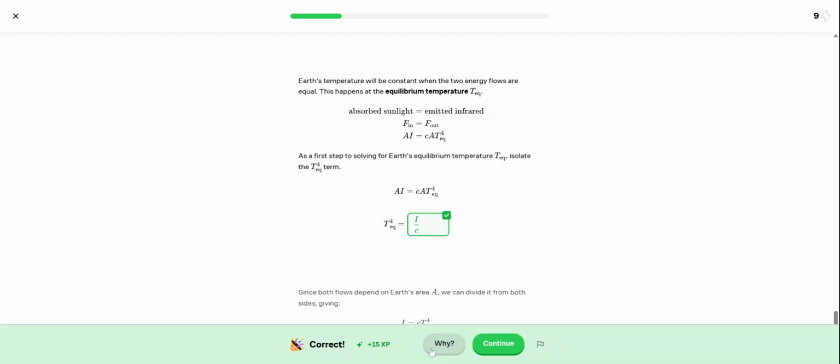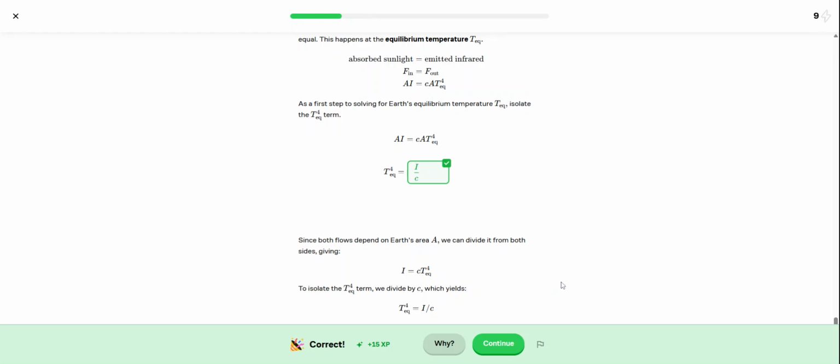Why, for reasoning? Since both flows depend on Earth's area A, divide it from both sides. So I equals constant times T_EQ to the power 4. As I mentioned, area A will be cancelled. Then isolate the T_EQ term, divide by C, so use the answer that you just expected. Continue for the next one.